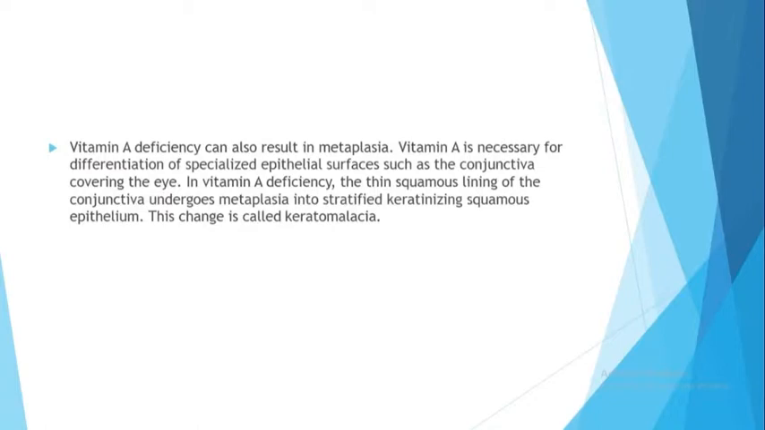Another point worth mentioning is that vitamin A deficiency can also result in metaplasia. So the thing is, vitamin A is necessary for the differentiation of specialized epithelial surfaces such as the conjunctiva covering the eye. The conjunctiva is a thin, delicate membrane composed of thin squamous cells, and they line our eyes. In vitamin A deficiency, this epithelium undergoes metaplasia from thin squamous epithelium into stratified keratinizing squamous epithelium, and this can increase the risk for blindness, and this change is called keratomalacia. So the message here is that vitamin A deficiency can also result in metaplasia.